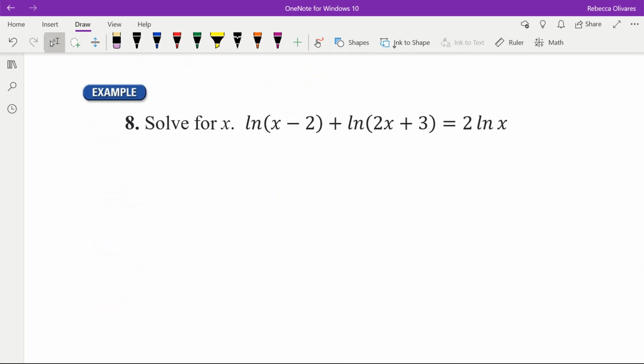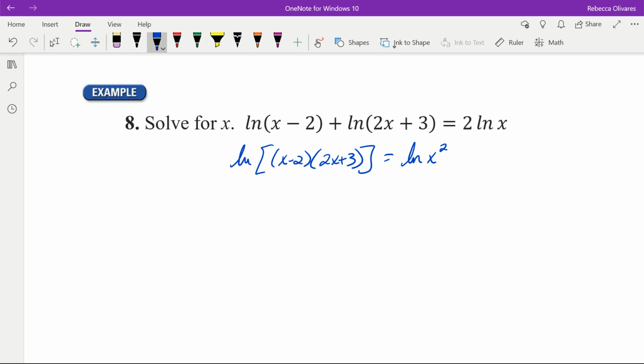Let's take a look at number 8. Now here I have 2 logarithms on the left-hand side and 1 on the right-hand side. I'm going to use my properties of logarithms to condense this down. So this is an addition sign, so this is going to be my product property. So we're going to call this natural log of x minus 2 times 2x plus 3 equals, and I can use the power property, and call that natural log of x squared. And you remember this sort of equality property.